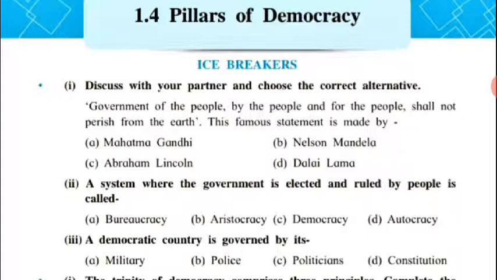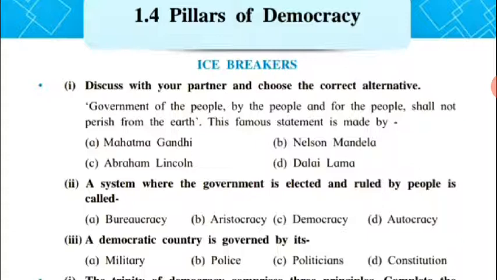Government of the people, by the people and for the people shall not perish from the earth. This is a quote, very famous. This famous statement is made by, here are the four options: A. Mahatma Gandhi, B. Nelson Mandela, C. Abraham Lincoln, and D. Dalai Lama. Out of these four options, one you have to choose. I hope most of you know this famous quote is made by the great President of United States of America, Abraham Lincoln.